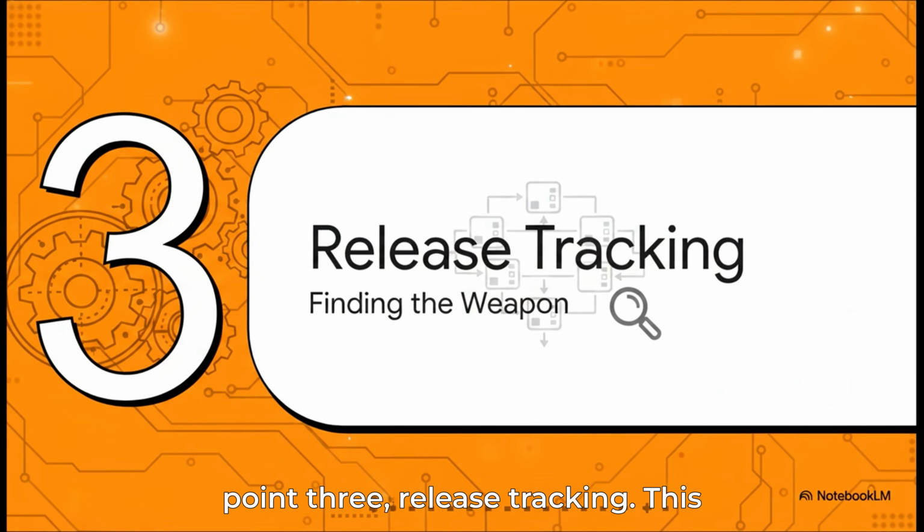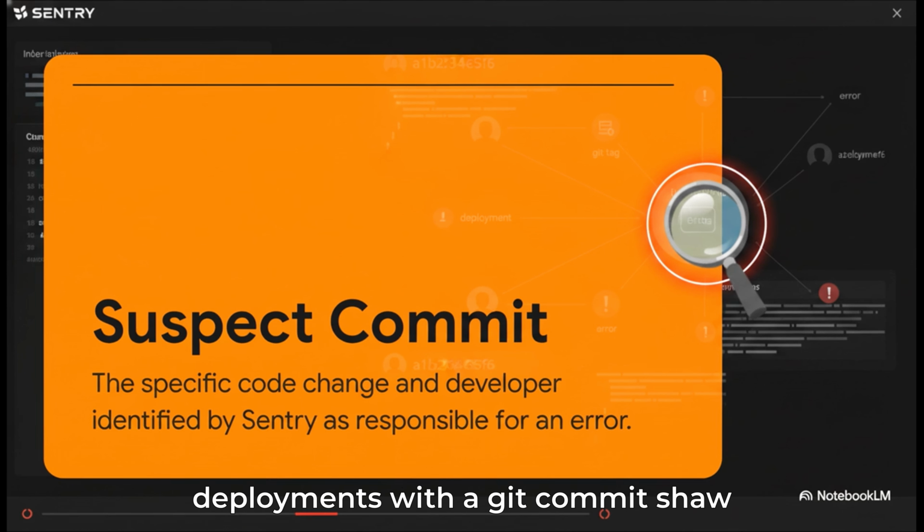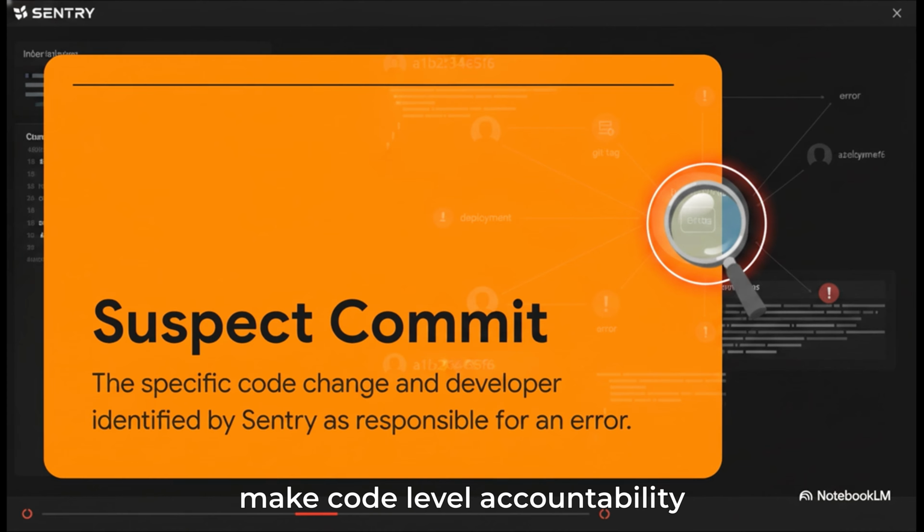Next up, key point 3, release tracking. This is where we find the weapon. Through release orchestration, we unlock one of Sentry's absolute best features, the suspect commit. Sentry defines a suspect commit as the specific code change and the individual developer identified as responsible for introducing an error. By simply tagging your deployments with a git commit SHA or a semantic version number, you make code-level accountability fully automated.